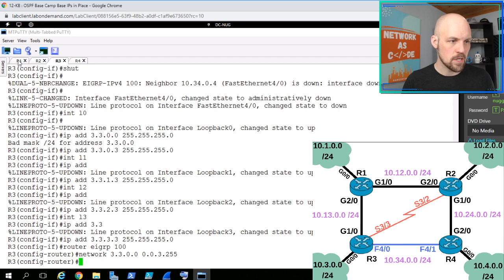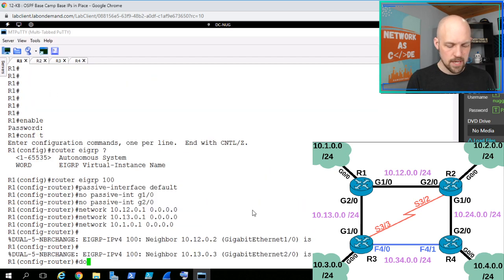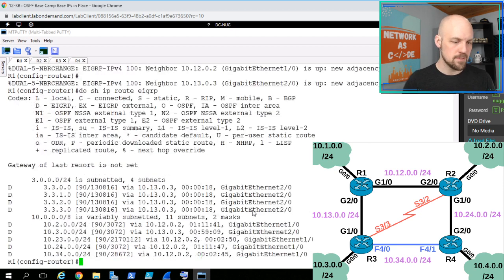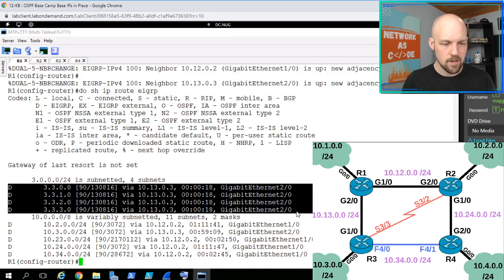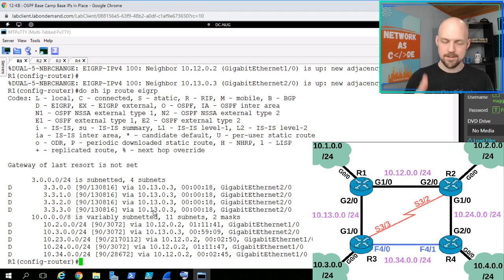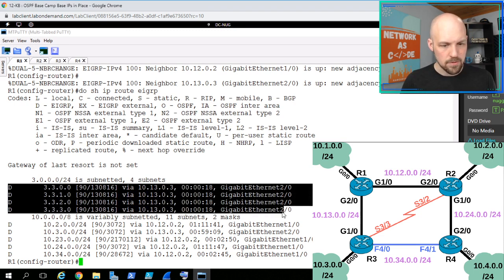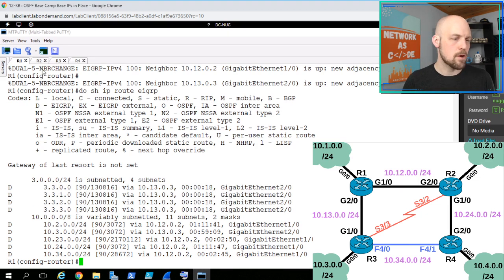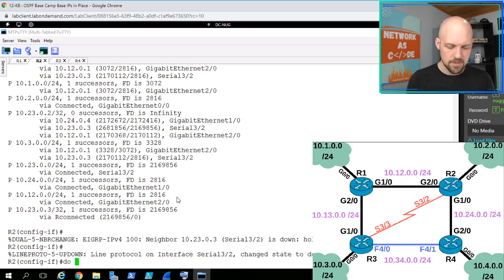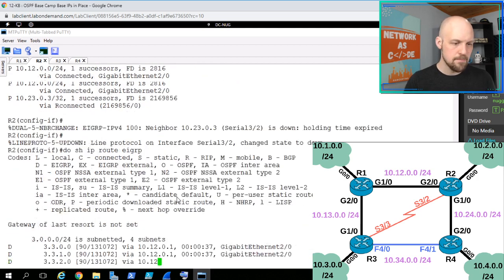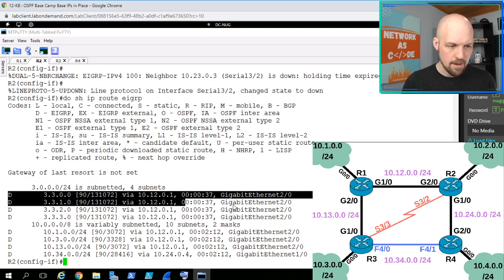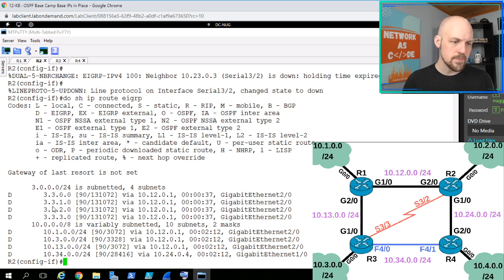Let's go ahead and take a look at router one, and we'll say show IP route EIGRP. Let's see if we've got them all. Oh, we do. Look at that. As best I can tell, we did it right with the wildcard mask, so that's good. So we have four routes now coming to router one, and router two should see the same thing. Let's do show IP route EIGRP. And we do. Okay, good. We've got four different routes. And that's too many. Let's get this down to one.